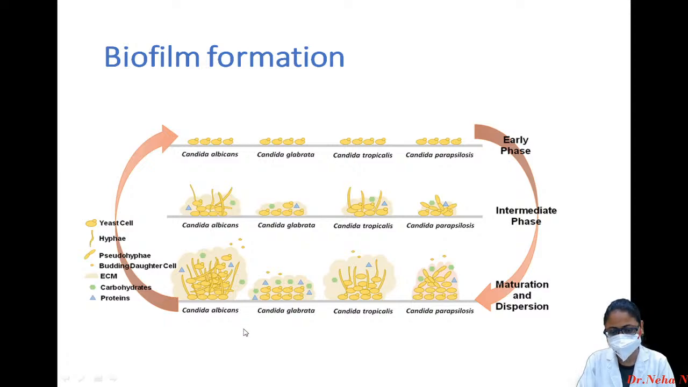In the last phase, that is the maturation and dispersion phase, we can see that the biofilm has established itself and is adherent to the surface. The yeast cells lie towards the surface, and the hyphae extend from that, and the extracellular matrix formation has almost completed. This part will act as a nidus from which the yeast cells will disperse and can disseminate into other parts. In the case of Candida glabrata, we can see that there are no hyphal forms visible here.